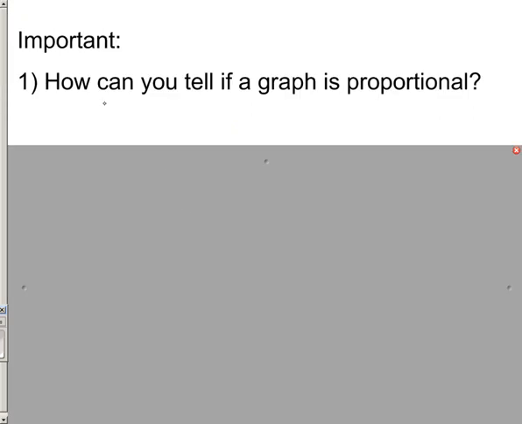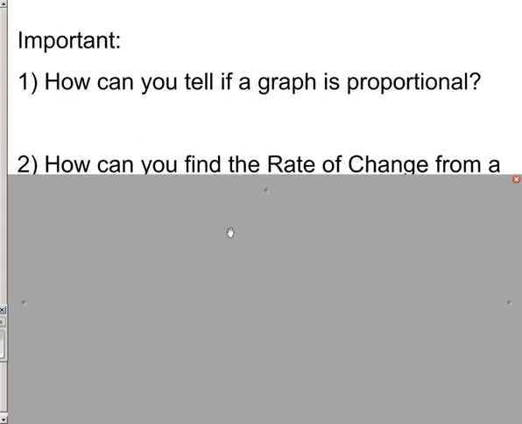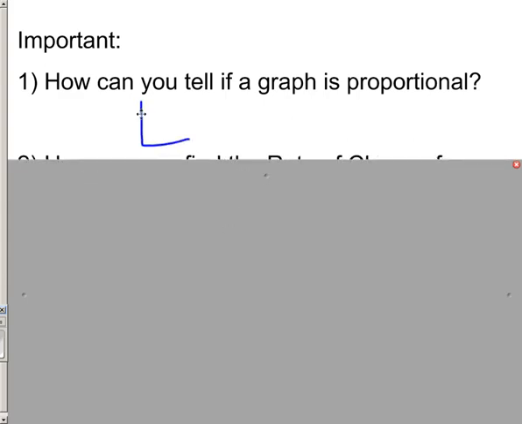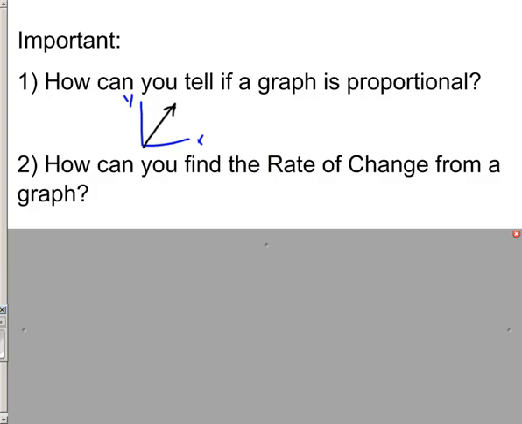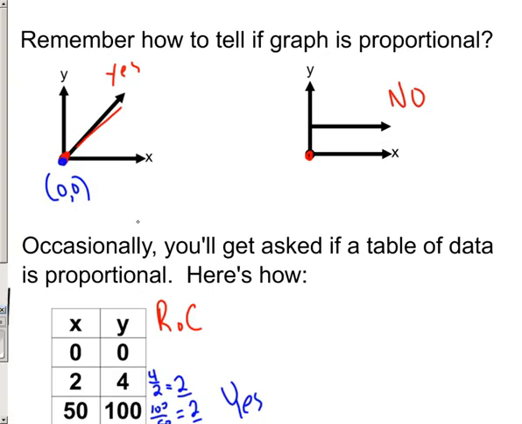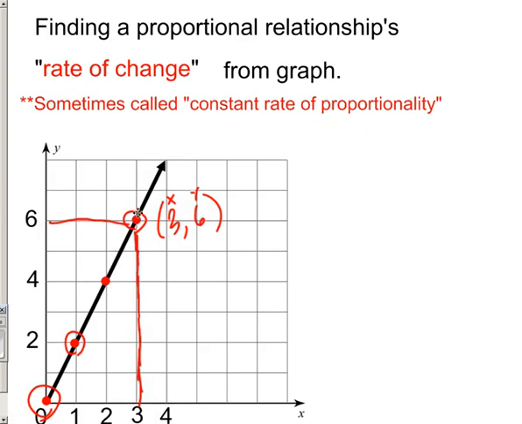Now let's go through a recap. Can you tell if a graph is proportional? Well, here's your y-axis and x-axis. If it's through the origin in a straight line, it's proportional. How can you find the rate of change from a graph? Well, we take a point, we find its ordered pair, and we take the y value and divide it by the x value. 6 divided by 3 is 2, so my rate of change is 2. So that's what you do. You just go find one of these points, find the ordered pairs, take the y divided by x. Do not use the origin.